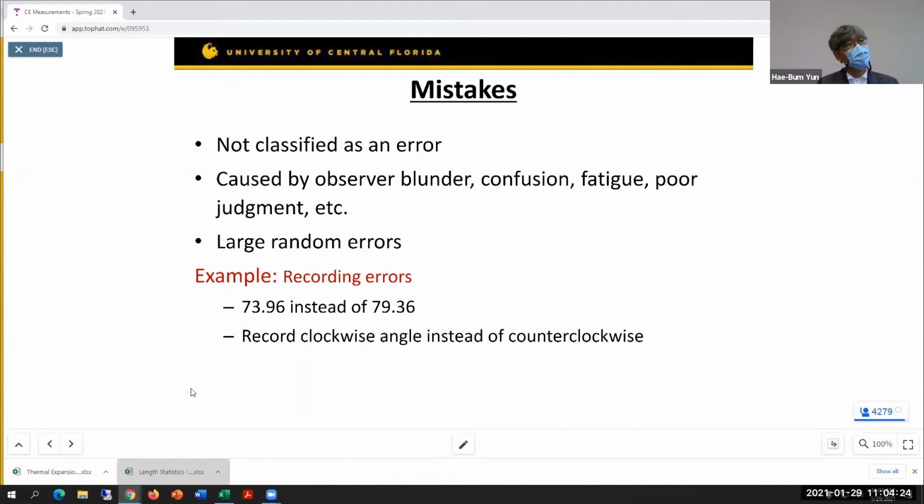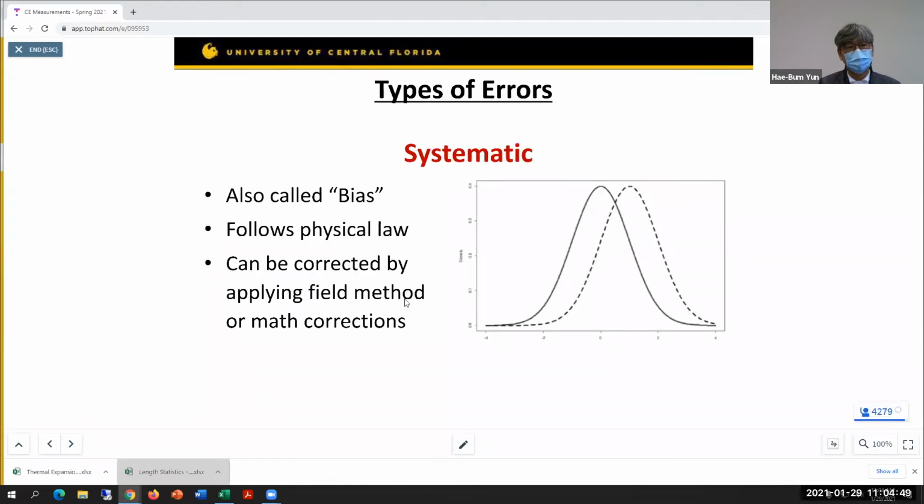So why do we differentiate the mistake from the error? Because errors we can deal with using statistical methods, but mistakes we cannot. So that is the main reason why we differentiate the mistake from the error. There are two types of error.